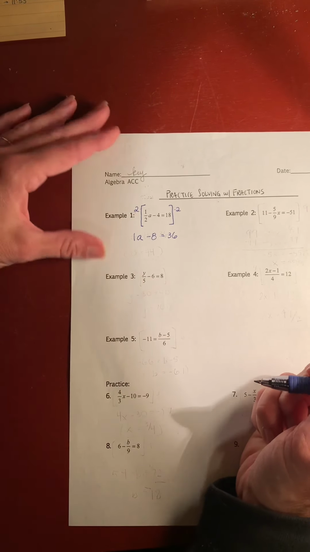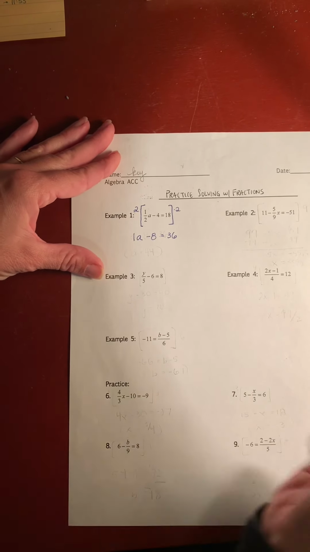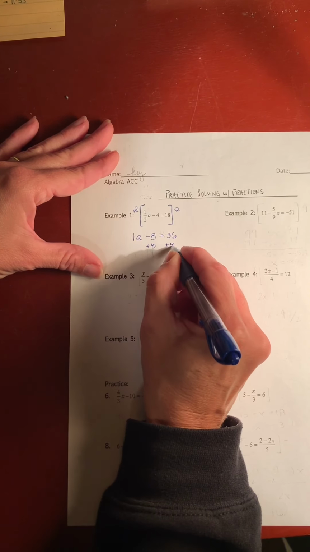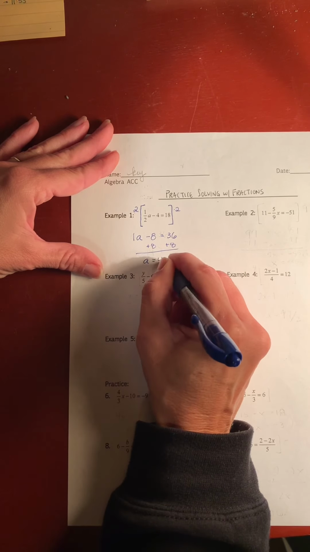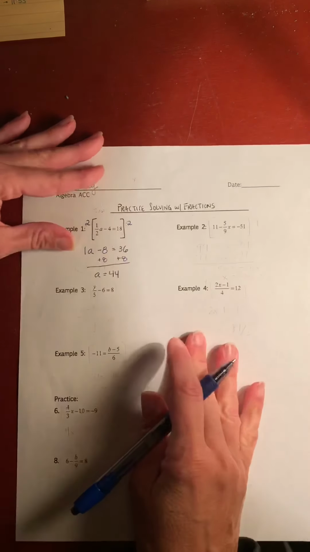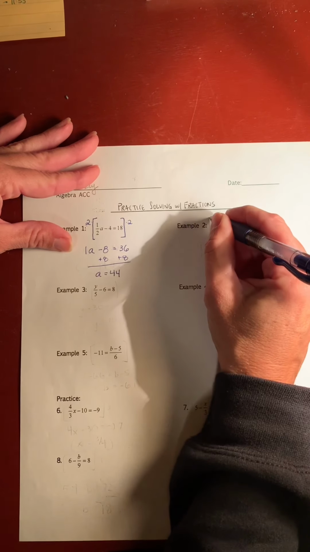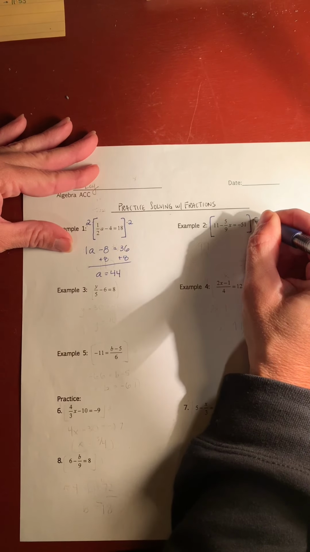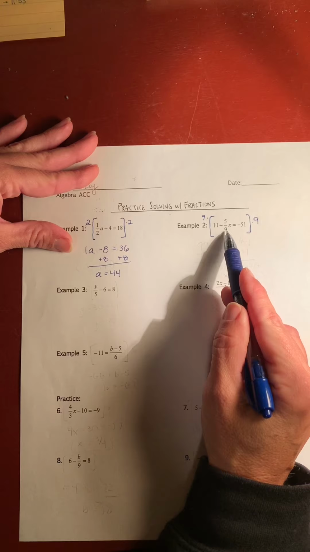So this is what I'm going to suggest for all of these, is to do what we call clearing the fraction. So multiply both sides by 2, and I'm good to go. I'm going to add 8, and I'm going to get a equals 44. Okay, over here, I've got a fraction. Instead of totally freaking out, I'm going to multiply both sides of this equation by 9, so that the denominator of this fraction will cancel.